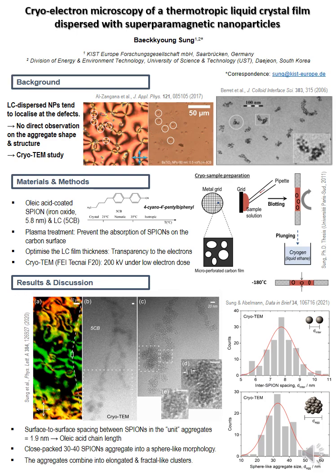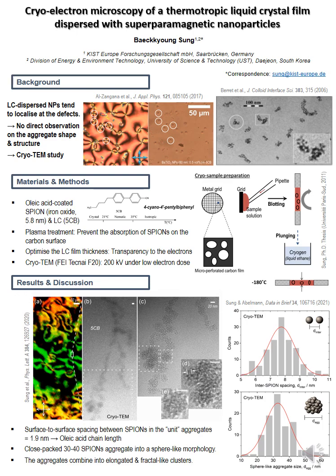As seen in the micrographs in the results and discussion, the aggregates basically had a sphere-like morphology, and the berry-shaped unit aggregates combined into elongated and fractal-like structures that spanned a few hundred nanometers in length.